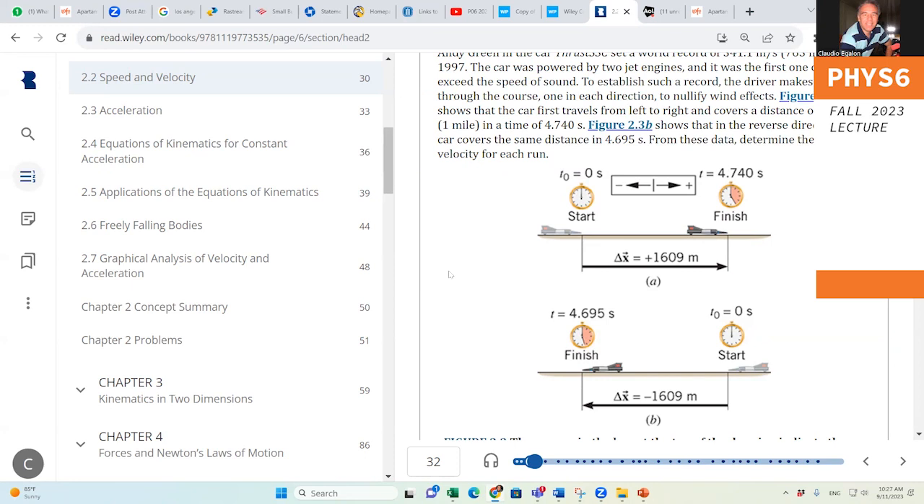What's going to be the average velocity? You know, delta x over delta t, right? All you have to do is to do the math. So here you go for each.